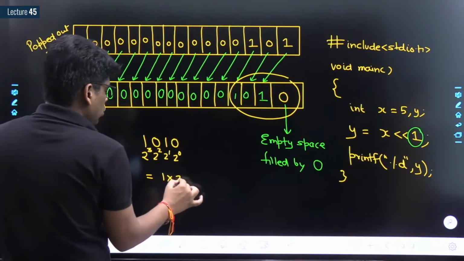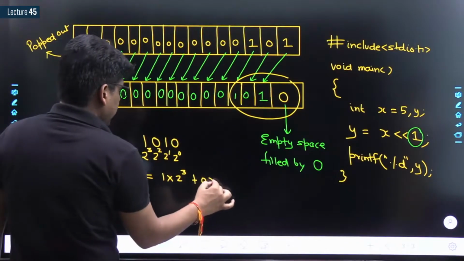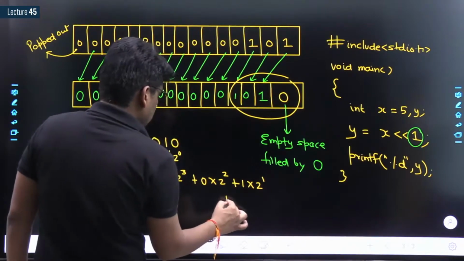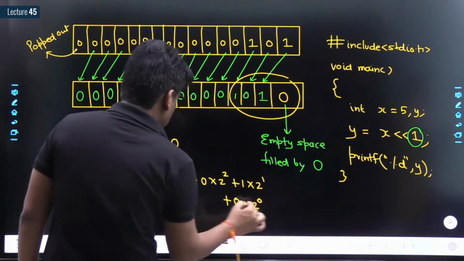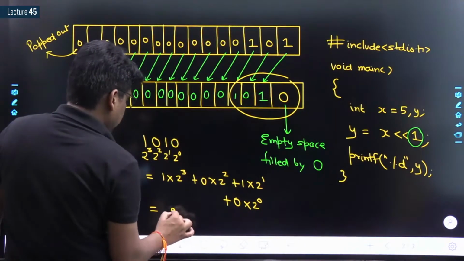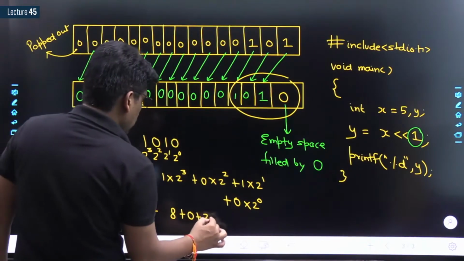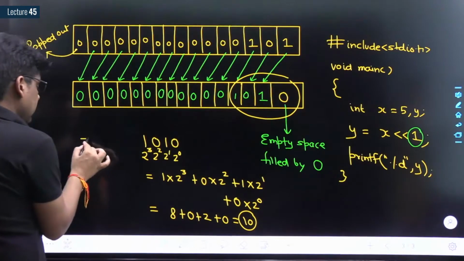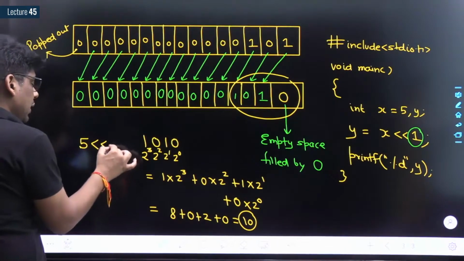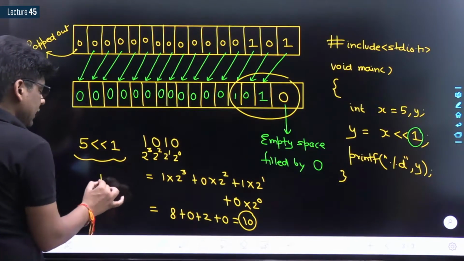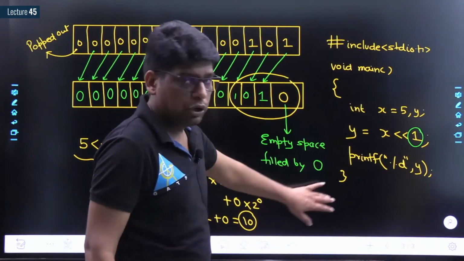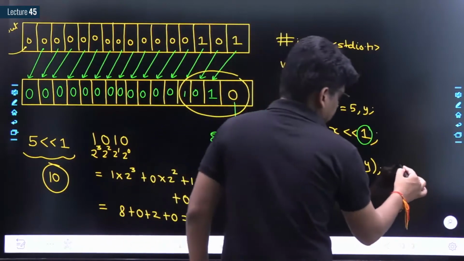So, 1 into 2 to the power 3 plus 0 into 2 to the power 2 plus 1 into 2 to the power 1 plus 0 into 2 to the power 0. Sir, it is 8 plus 0 plus 2 plus 0. That means 10. So, sir, if I shift 5 one time, what is the value we are getting? We are getting the value as 10. So, the output is 10.